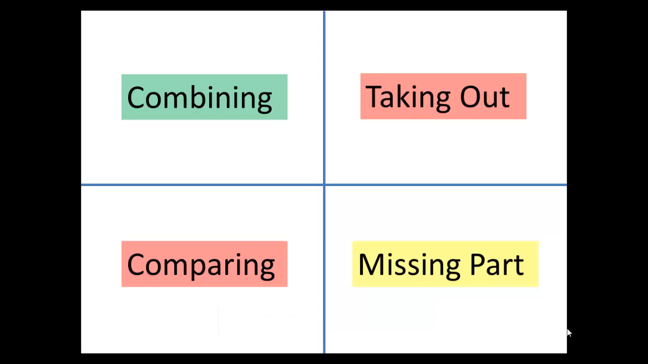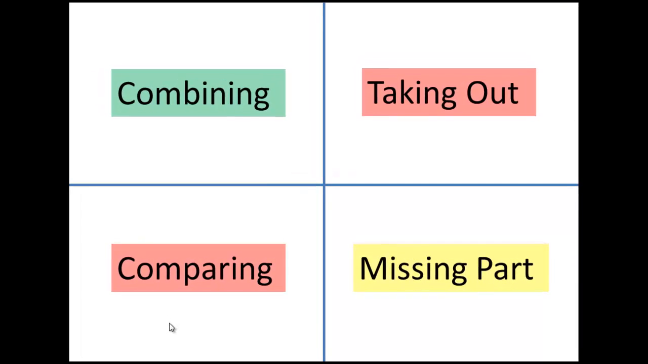Hi everyone. If you watched the last video, it was about four different types of bar models that we've learned so far: combining, taking out, comparing, and missing part. This video is going to be specifically about two additional types of comparing bar models that involve terms like more than or less than, fewer than, similar phrases like that.